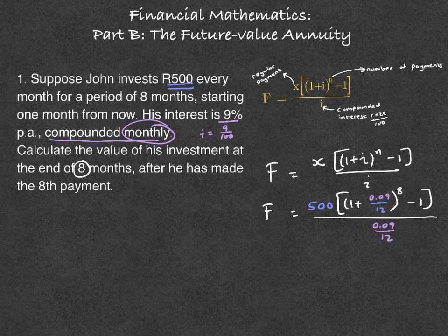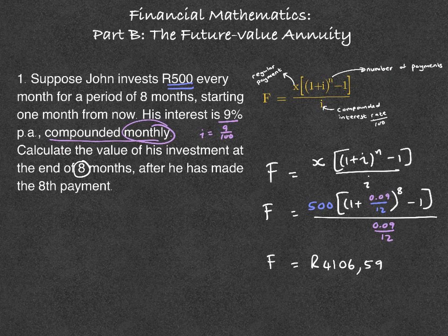And what you do is you just type that in your calculator. That's not too bad, eh? You get the future value of that annuity would be 4,106 Rand and 59 cents. Okay, so 500 Rand a month for 8 payments, and then 4,106 Rand, almost 60 cents, is what John is going to get.